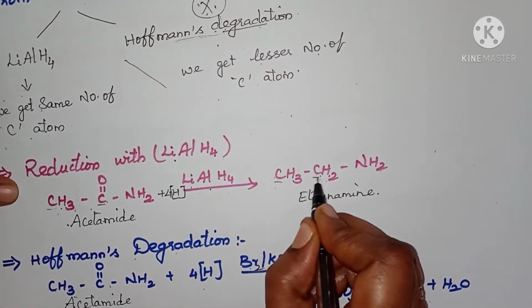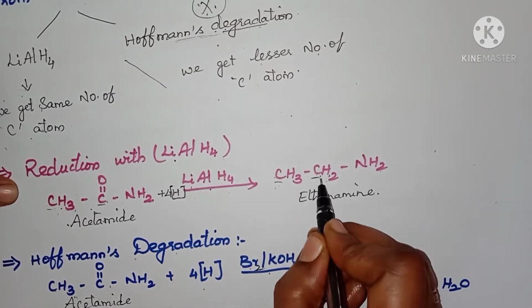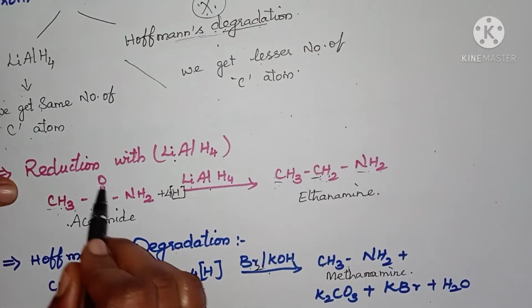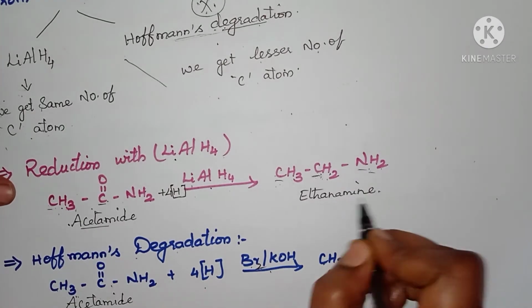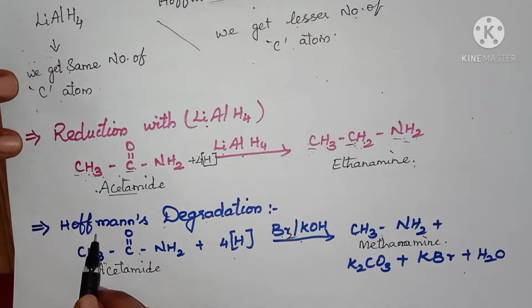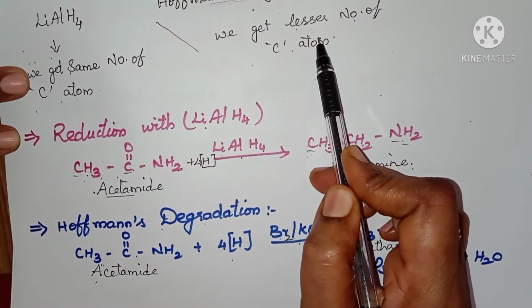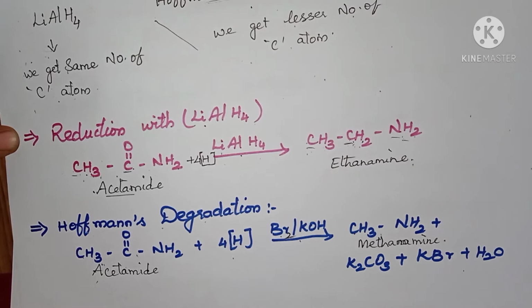Here also two carbons are available: CH3CH2NH2. This amide group changes to amine group, ethanamine. Acetamide to ethanamine. Okay, now Hoffmann's degradation we are going to check. Already I have told, the carbon number will be lesser than the reactant. Hope you got it. Degradation means less. Degrade means losing or releasing.